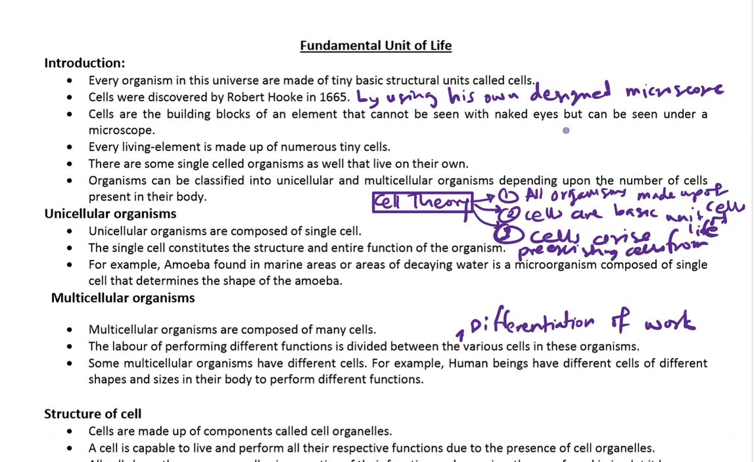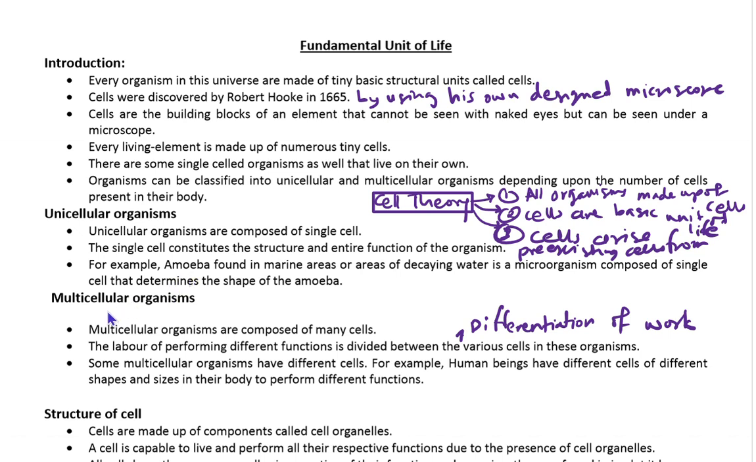So let us see what a unicellular organism is. Organisms that are composed of a single cell are called unicellular organisms. That single cell constitutes the structure and the entire function of the organism. For example, organisms like amoeba, paramecium, bacteria and chlamydomonas are single-cell organisms.